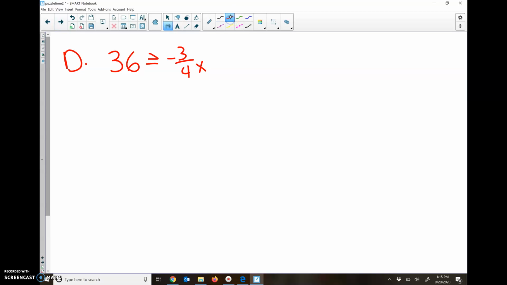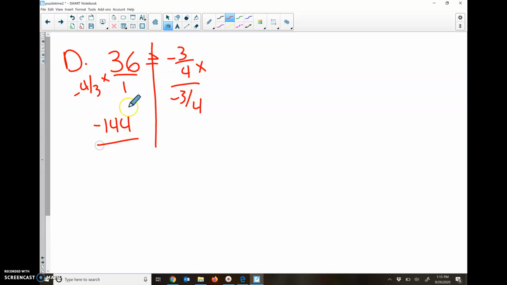All right, letter D, same thing. So I have -3/4 times x. So I'm going to divide both sides by -3/4. And if you remember, the same as dividing by a fraction is multiplying by the reciprocal. So I'm going to multiply by -4/3. 4 times 36. 36 times 2 is 72, so -144. 3 times 1 is 3, greater than or equal to x. And then I can simplify that out. -144 by 3 is a -48.